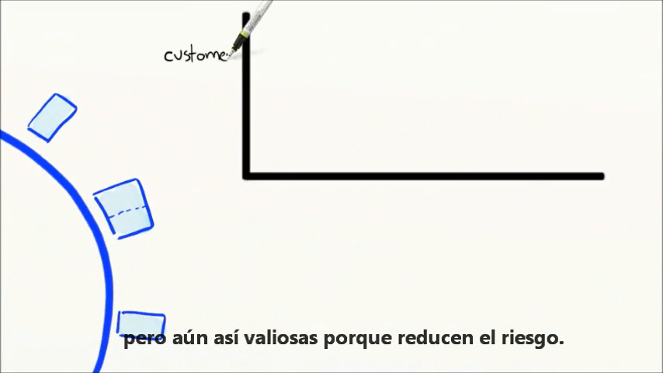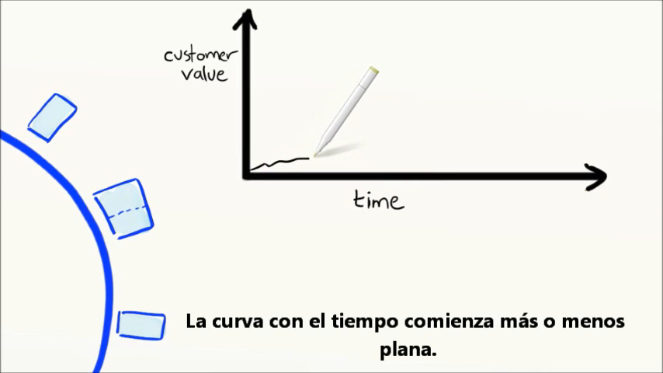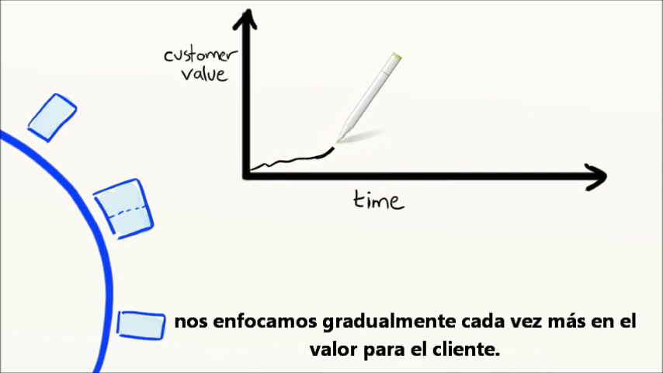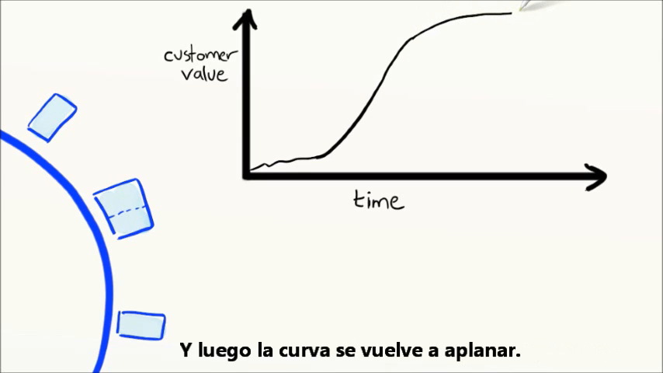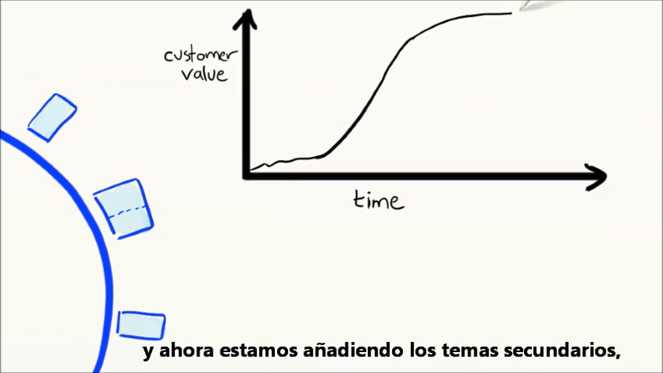From a customer value perspective, the curve looks like this in the beginning. As uncertainty is reduced, we gradually focus more and more on customer value. We know what we're going to build and how, so just do it. And by doing the highest value stories first, we get this nice steep value curve. And then gradually the value curve starts flattening out. We've built the most important stuff, and now we're just adding the bonus features, the toppings on the ice cream.